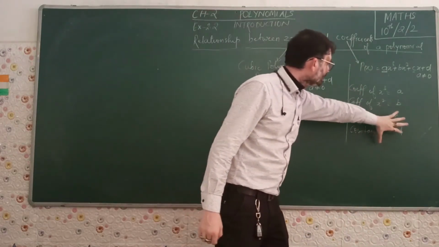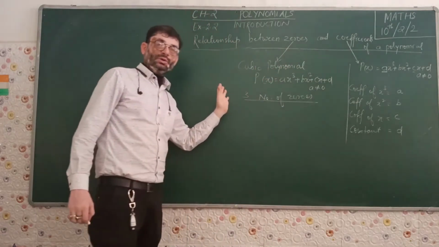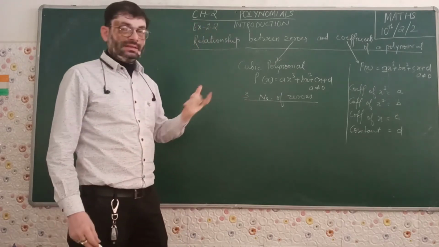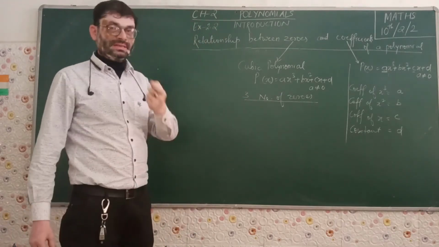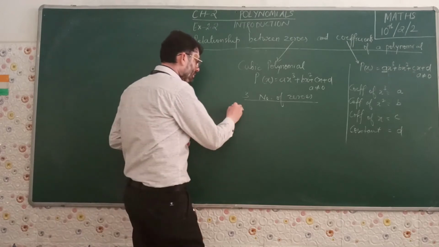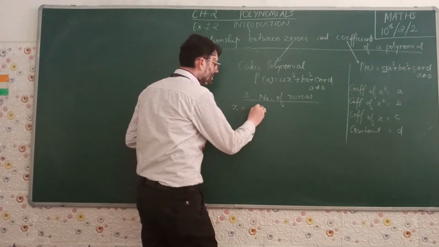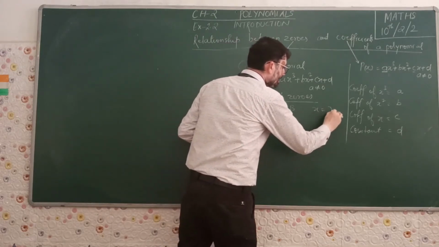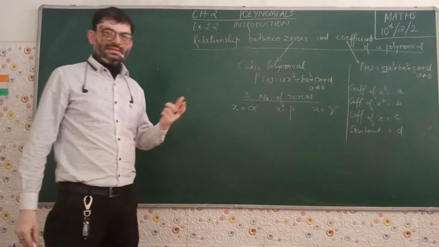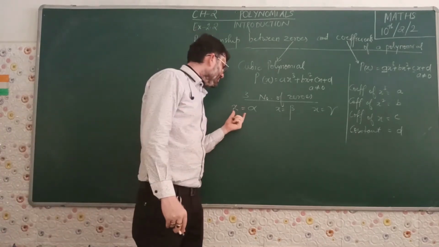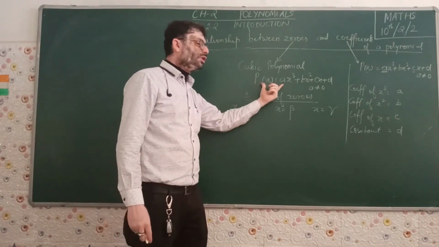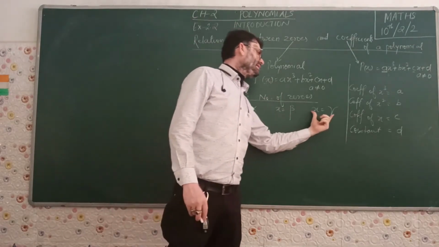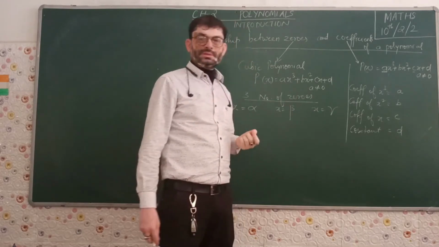Now these coefficients can be related to the zeros of the cubic polynomial, which are 3 in number. That means x has 3 different values. Suppose those values be, say, x is equal to alpha, x is equal to beta, and x is equal to gamma. Let us take these 3 values for x. That means at x is equal to alpha, the polynomial becomes 0. At x is equal to beta, the polynomial becomes 0. And at x is equal to gamma, the polynomial becomes 0.